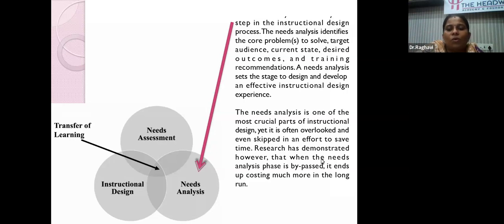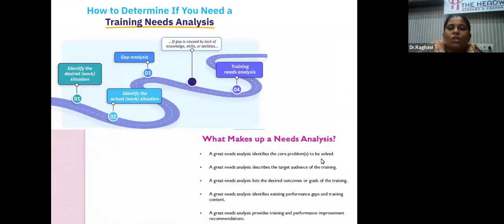So if you don't know why a performance issue exists, you run the risk of creating a training solution for a non-training problem. Too many times when we act as order takers for our stakeholders and start working on a training project, it is only when we are nearly done developing the training that we realize that it is not the right solution at all.